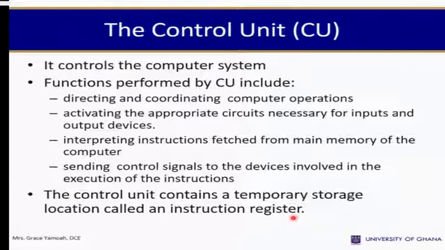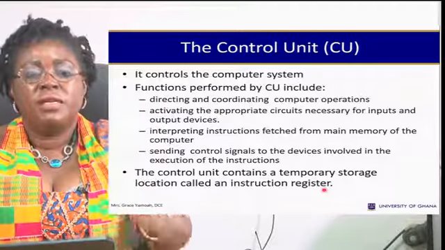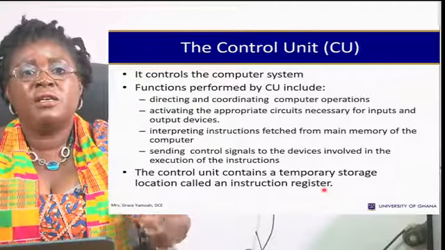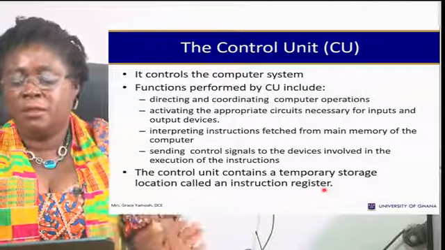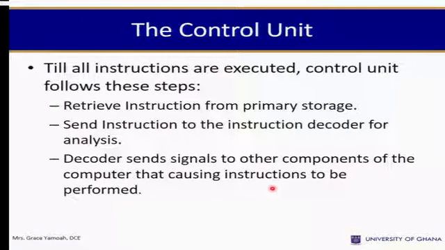So as we have seen, we have mentioned 3 registers: data registers, buffer registers, and instruction register. The control unit, until all instructions are executed, follows these steps. Retrieves instruction from primary storage into the appropriate register, sends the instruction to the instruction decoder for analysis, then the decoder sends signals to other components of the computer, causing the instruction to be performed.